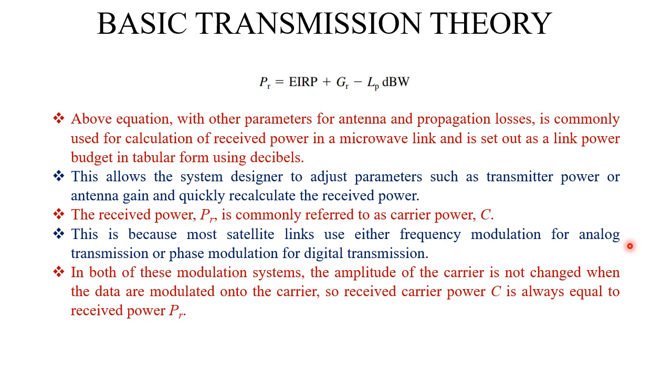This is because most satellite links use either frequency modulation for analog transmission or phase modulation for digital transmission. Mostly PSK, QPSK type of modulations are used. In both of these modulation systems, the amplitude of the carrier is not changed when the data are modulated onto the carrier. So received carrier power C is always equal to the received power PR.